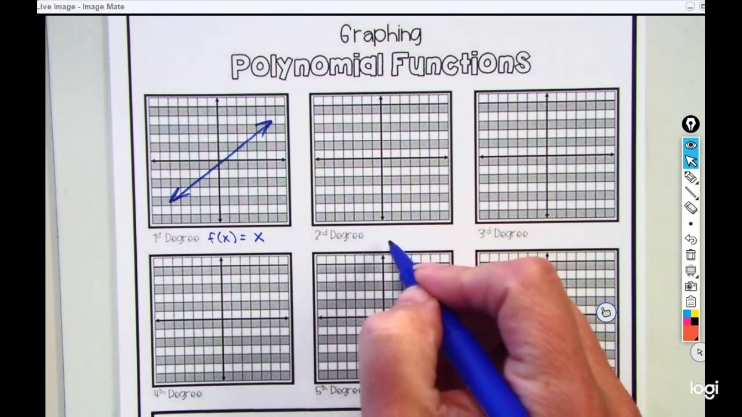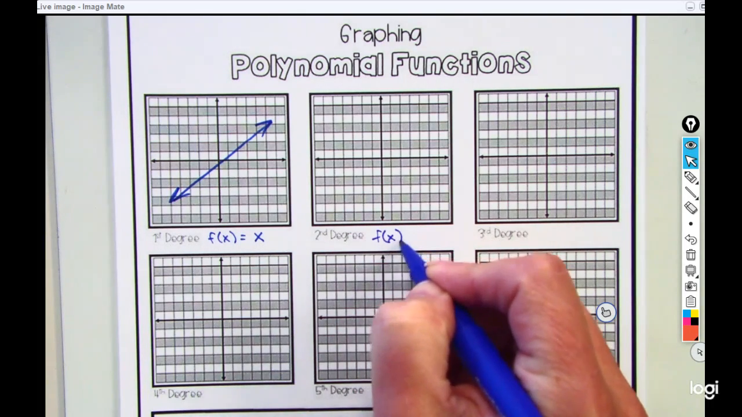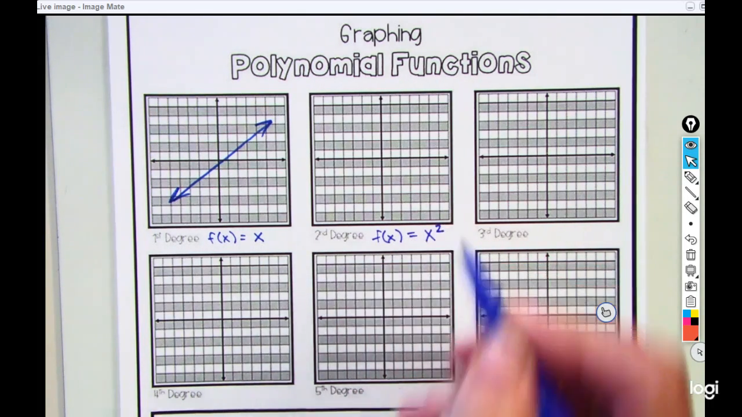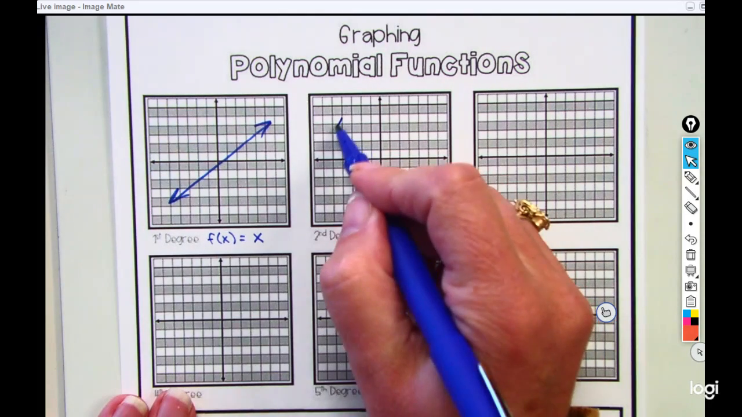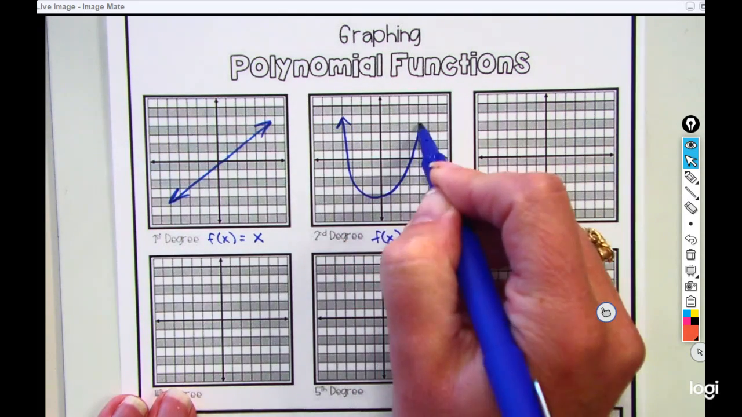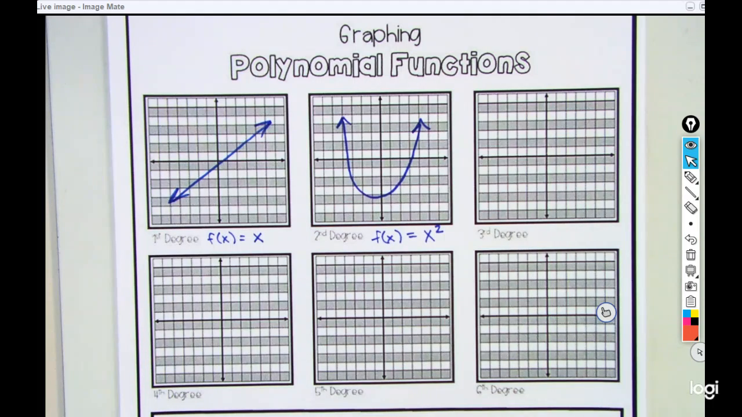Polynomial of degree 2. F of x equals, things can happen there. We can multiply, add, subtract. But what does a polynomial of x squared, degree 2, look like? Parabola. Now you guys are with me. Good. And that's about as far as we've gone in our polynomial careers. Today we add a little bit more.